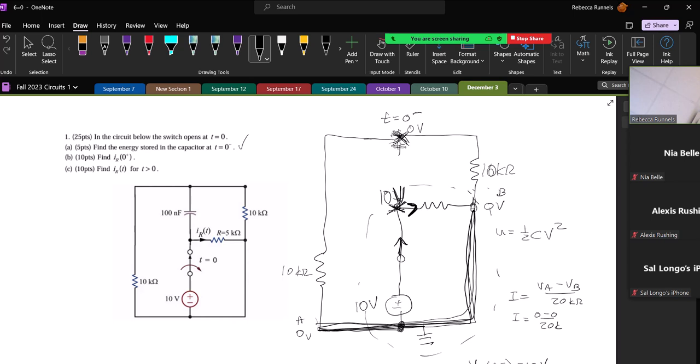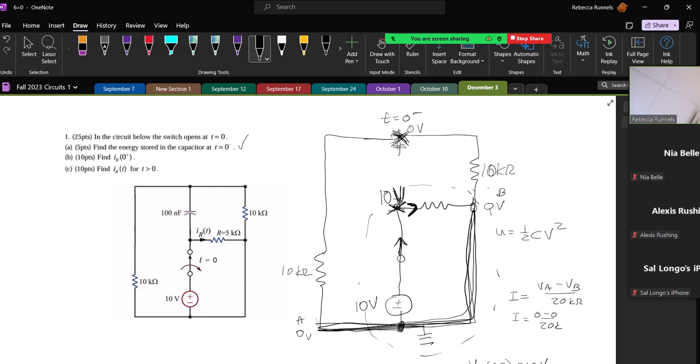Even if it didn't ask me that, anytime you have a capacitor or an inductor problem, you need to find the voltage across the capacitor at 0 minus and the current through the inductor at 0 minus, because those are the things that control everything. So you need to find that.